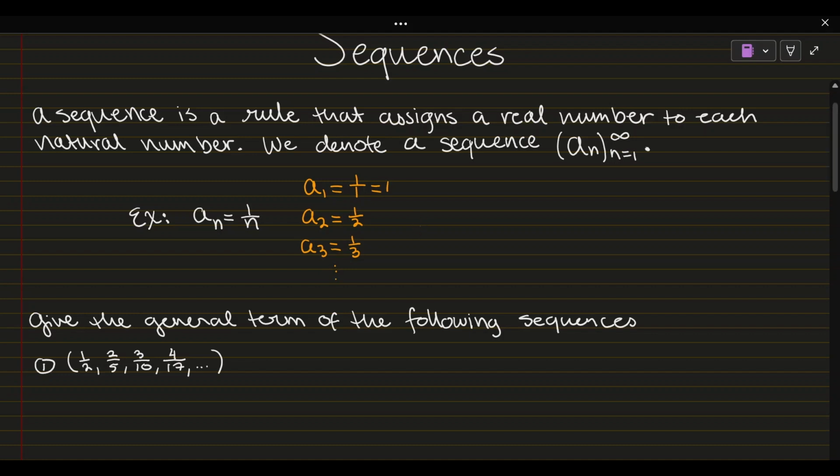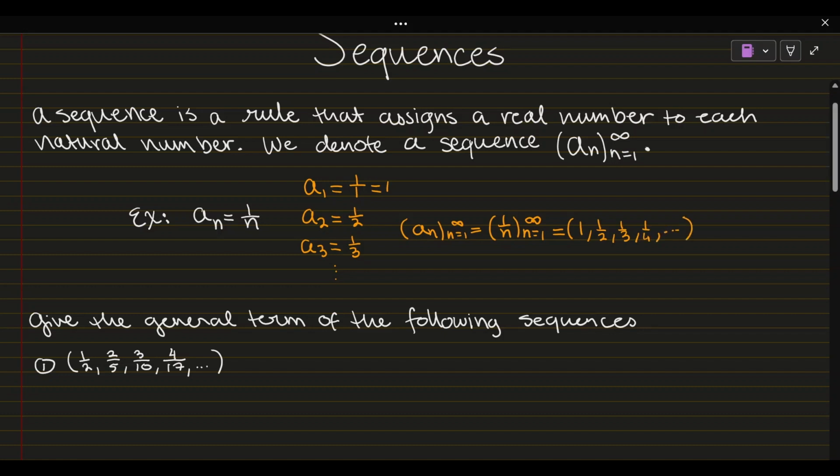And we can denote the entire sequence a sub n from n equals 1 to infinity equals 1 over n from n equals 1 to infinity, which is equal to 1, 1/2, 1/3, 1/4, and so on in that manner.